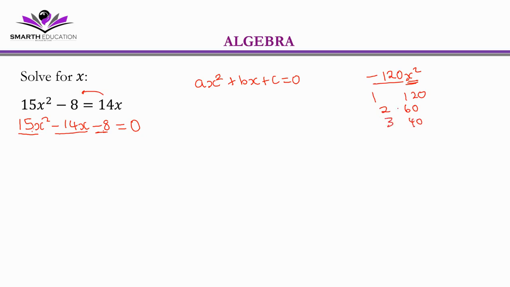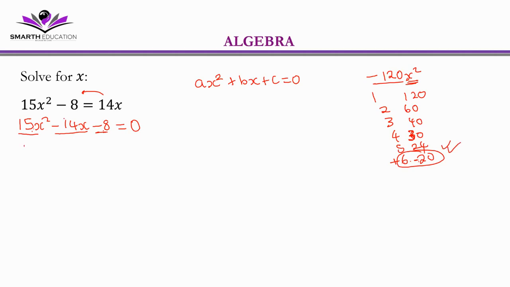3 and 40 cannot give us negative 14. 4 and 30 cannot give us negative 14. 5 and 24 cannot give us negative 14. 6 and 20, we can get negative 14 here. Negative 120 means that one factor is negative and the other factor is positive. Then negative 14 means the bigger factor is negative. So it means negative 20 and positive 6. Negative 20 times positive 6, we get negative 120, and negative 20 plus 6 is negative 14. So these are the factors we want.